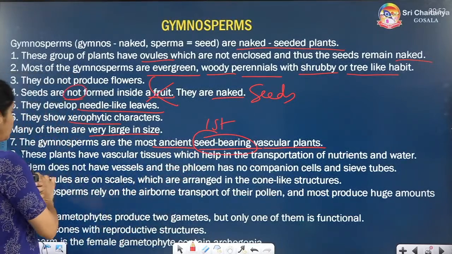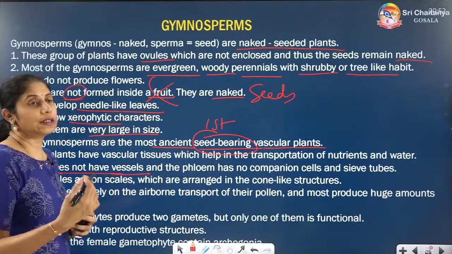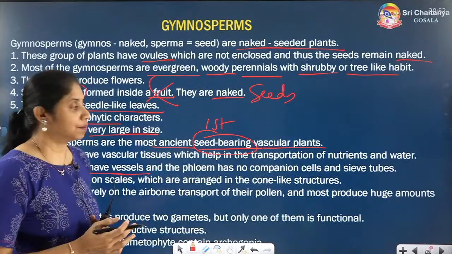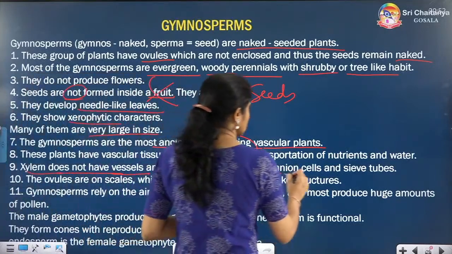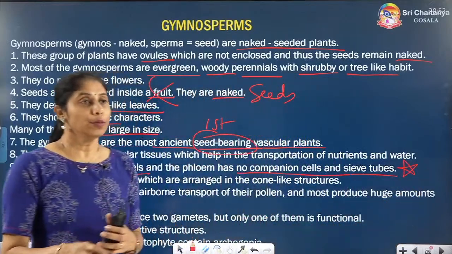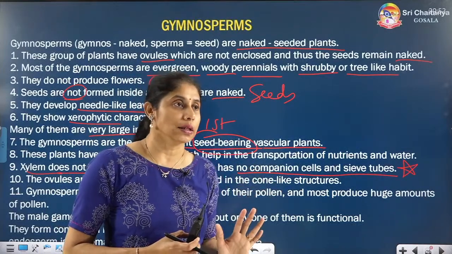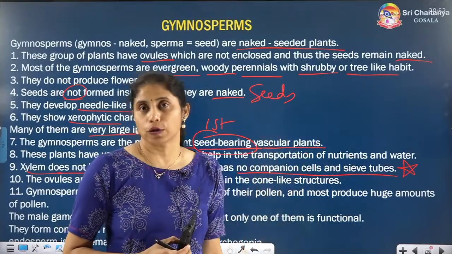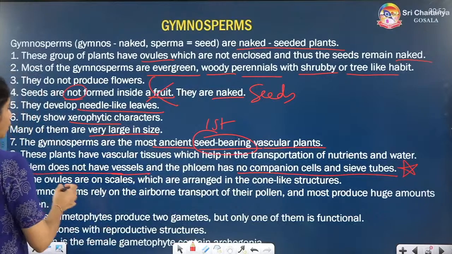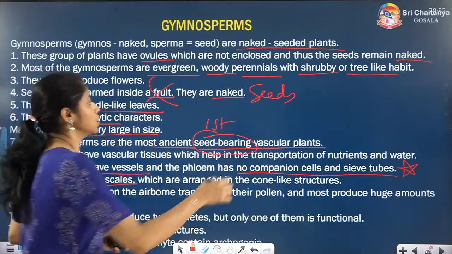The next one, xylem does not have any vessels. This is an important point here, because vessels are present in angiosperms only, and no companion cells and sieve tubes. Very, very important point. In gymnosperms, there are no vessels, no sieve tubes, no companion cells, but these three will be present in the angiosperms.